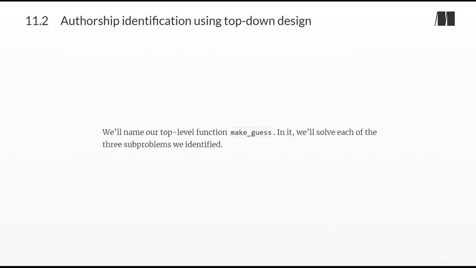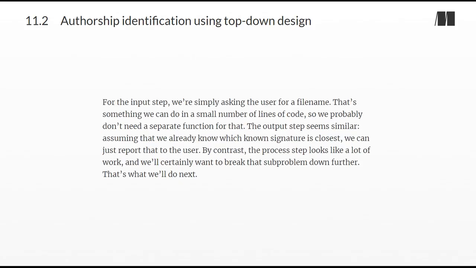We'll name our top-level function makeGuess. In it, we'll solve each of the three sub-problems we identified. For the input step, we're simply asking the user for a file name. That's something we can do in a small number of lines of code, so we probably don't need a separate function for that. The output step seems similar.